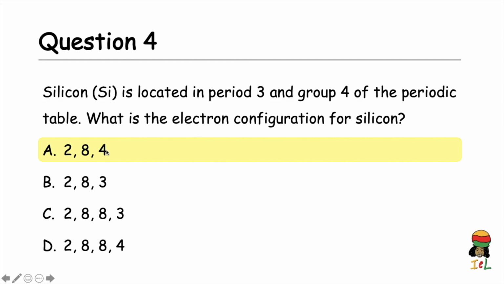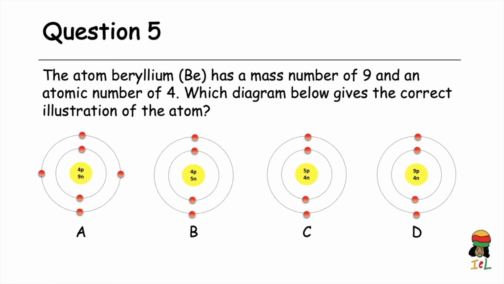So we know the last digit for the electron configuration of the 3 shells must be 4, and the other 2 shells would have only a maximum number of electrons, where the first shell has a maximum of 2 and the second shell has a maximum of 8. Question 5. The atom beryllium has a mass number of 9 and an atomic number of 4. Which diagram below gives the correct illustration of the atom? A, B, C, or D?